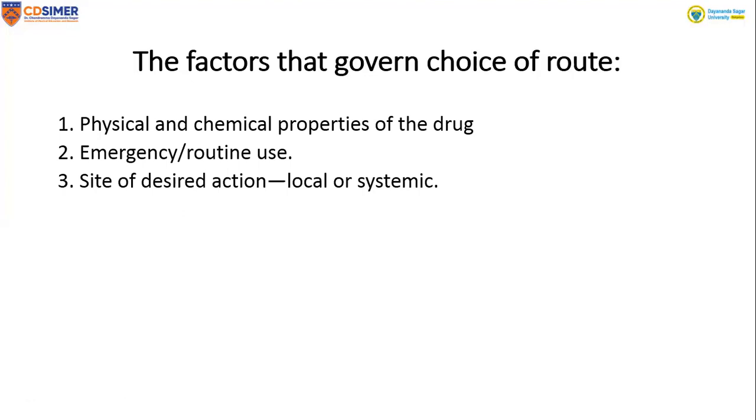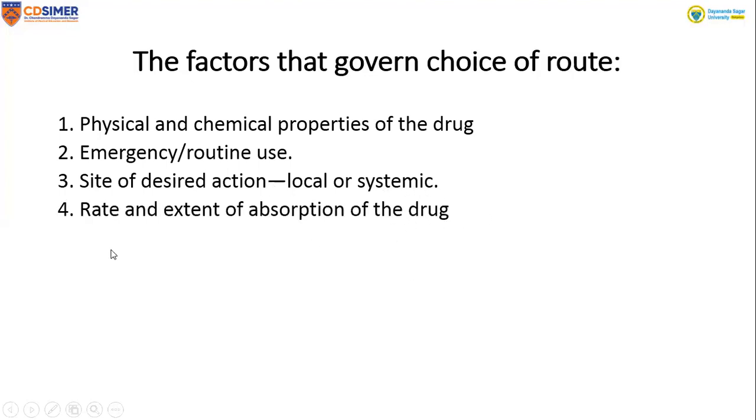Then site of desired action, whether it is local action or systemic action. Like as I said, skin case, we discussed itching and dermatitis case, atopic dermatitis case. In that case, local route is enough. Suppose if it is an emergency, or if it is diabetes, hypertension, where systemic organs' functions need to be modified, at that time systemic drug administration is important.